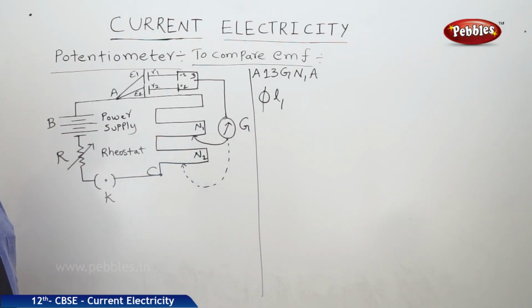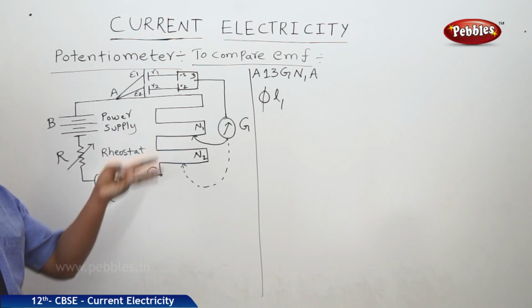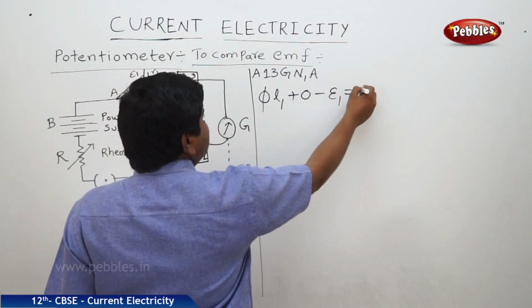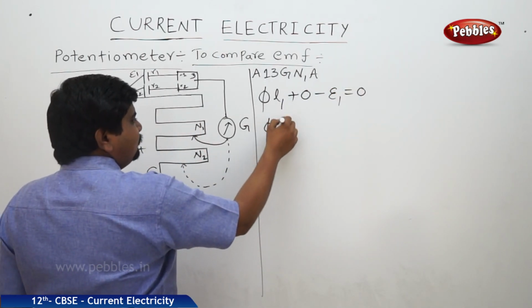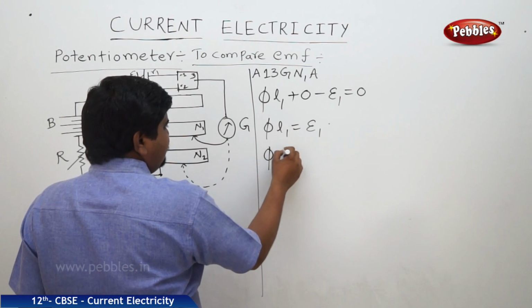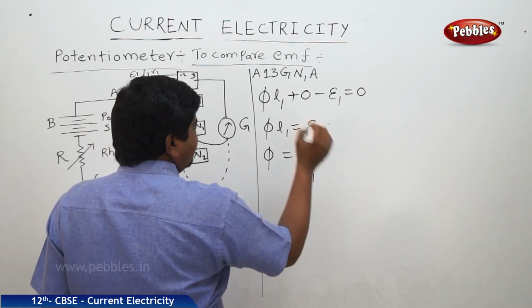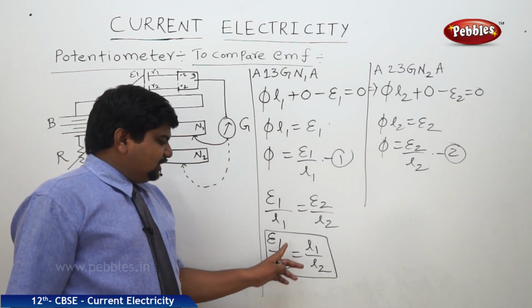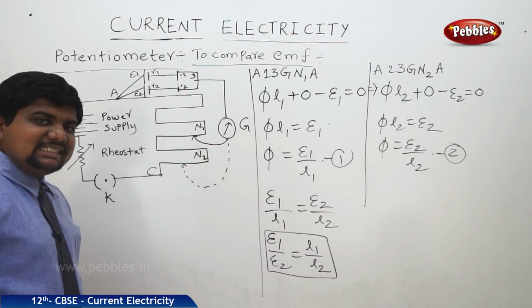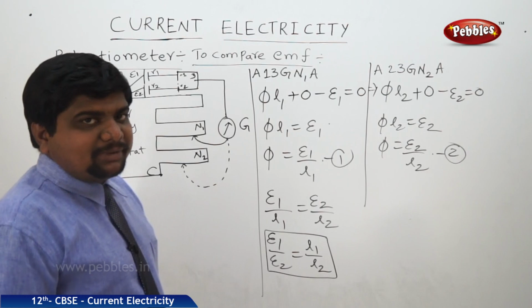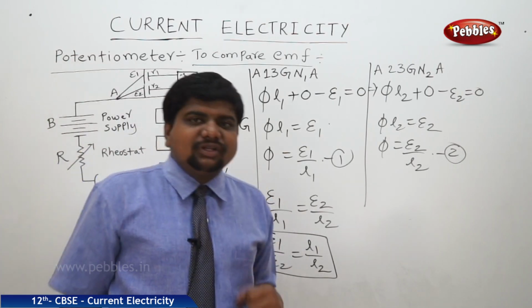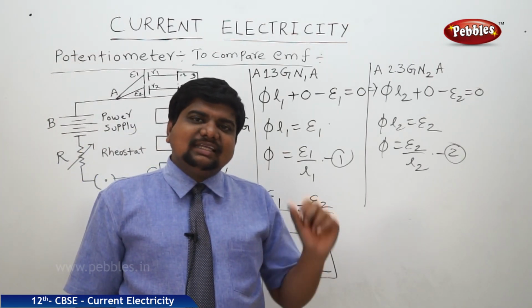So in this direction, what is the equation? Potential drop per unit length is equal to phi. The potential drop into length is equal to EMF. Phi L1 in the galvanometer it is 0, minus E1 is equal to 0. Therefore, phi L1 is equal to E1. Phi is equal to E1 by L1. So the ratio of EMFs is directly proportional to the balancing lengths with respect to the positions applied. So this is the circuit which is useful to compare the EMFs of the two cells with the help of a potentiometer.